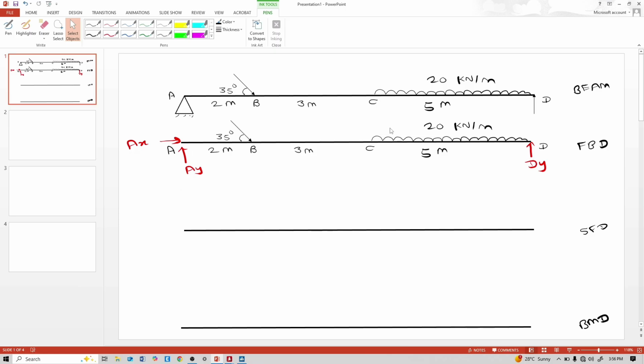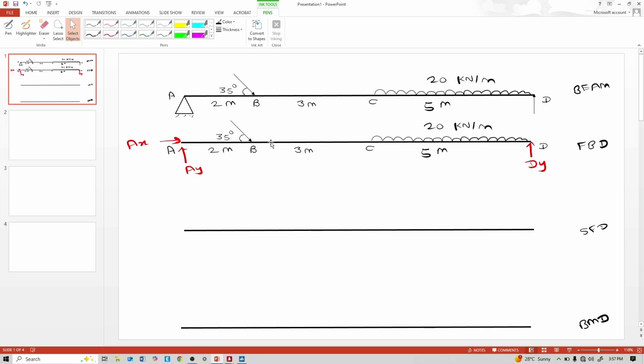Hello, today in this video lecture we will see this simply supported beam, free body diagram, shear force diagram, and bending moment diagram by using manual calculation, StatPro software and thumb rules. So first understand this beam. This AD beam is total 2 plus 3 plus 5, that means 8 meter span simply supported beam. At A there is a hinge support, that means two reactions, AX and AY.